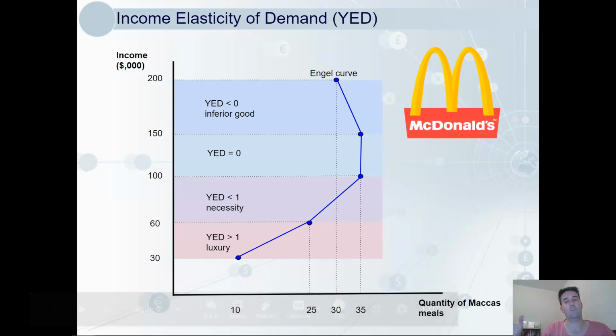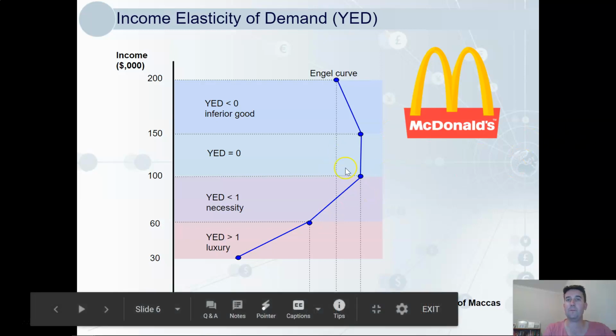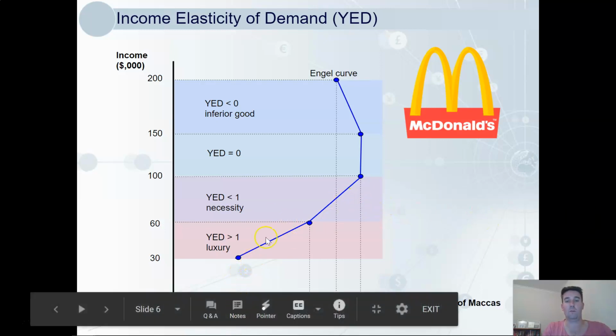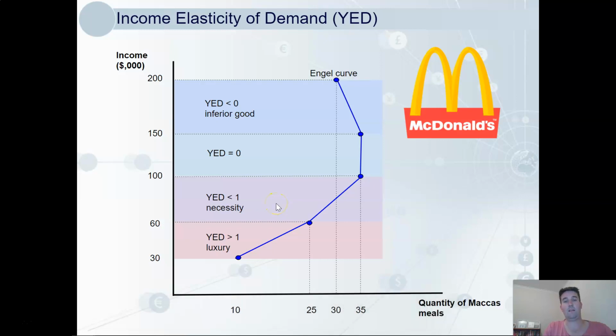You think, wow, I'm doing great. I'm going to treat myself. This is what I'm going to do. Demand is income elastic, so YED is greater than 1. It's very responsive to a change in income. As income doubles, McDonald's consumption more than doubles. So it goes from 10 to 25 per year.